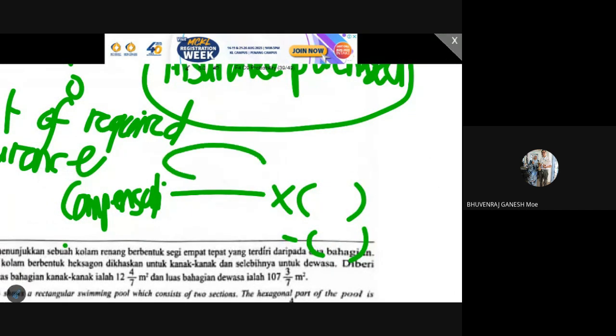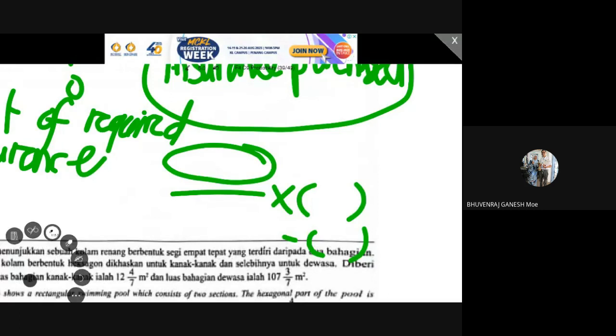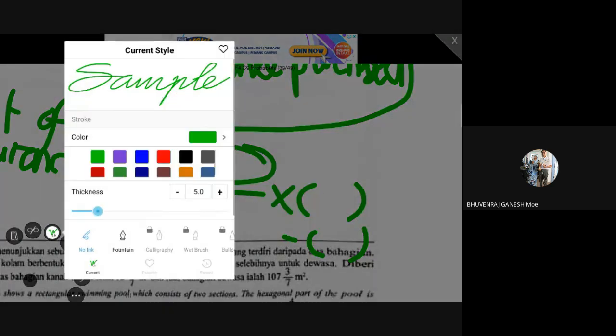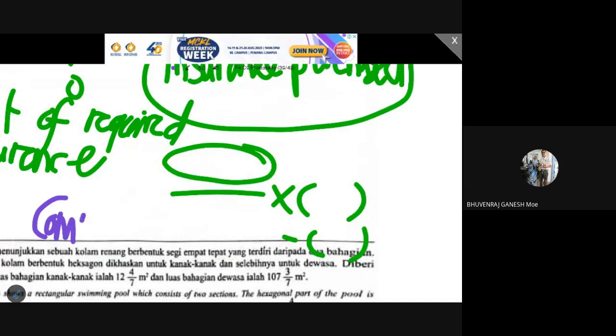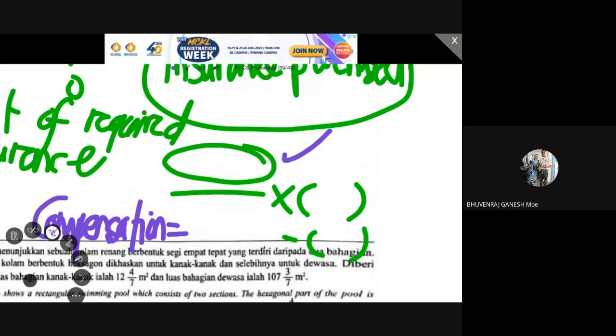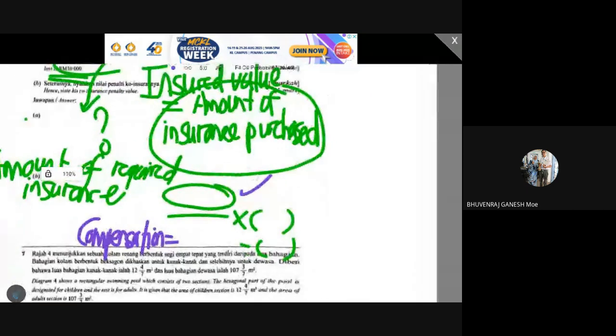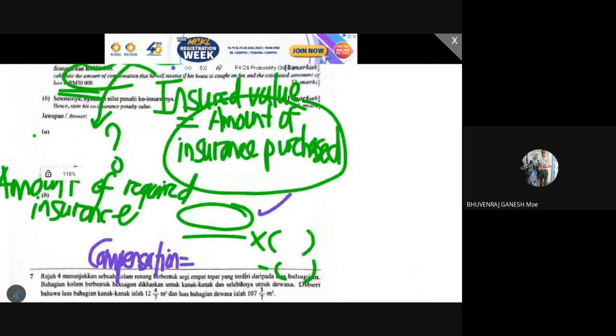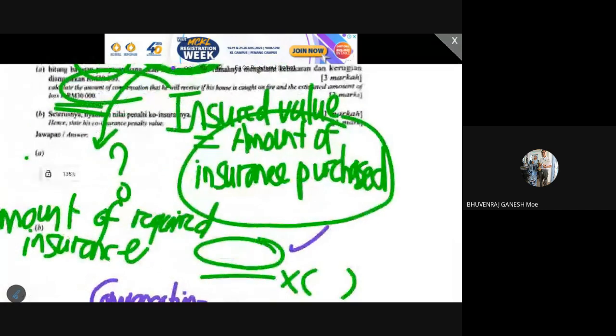What is the thing on top here? Apa kita isi kat atas ini on the fraction? What do we write? Which quantity? You can tell the value, so kamu boleh cakap nilai, lebih senang. Berdasarkan soalan ini. Based on this question, you try to fill in the values. Okay, this value first, guys. What is this value? Insured value. No. Amount of insurance purchase is your insured value.